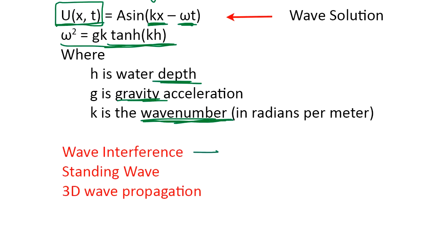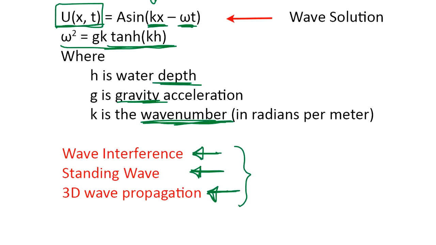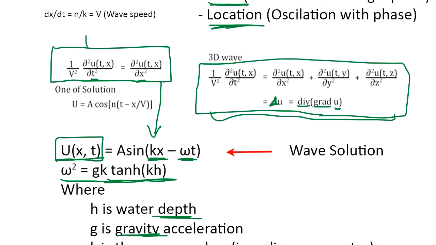When it comes to waves, there are particular characteristics we go through in physics: wave interference and standing waves. What is a standing wave? And 3D wave propagation, how the wave propagates in three dimensions. Those are physics subjects, but the basic equation is this guy.